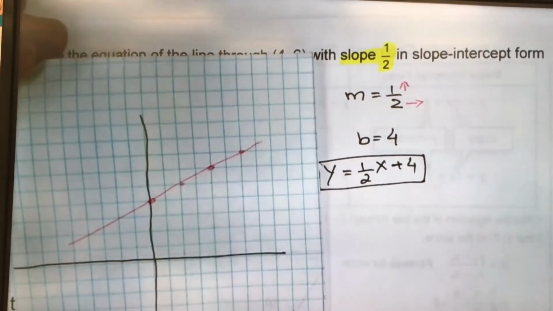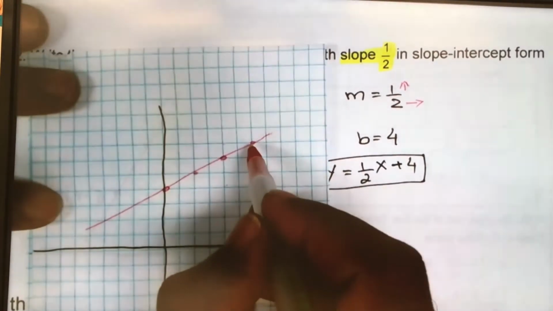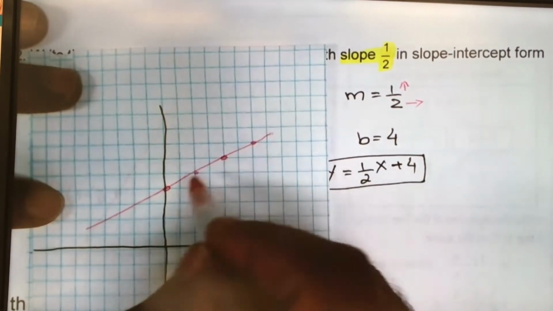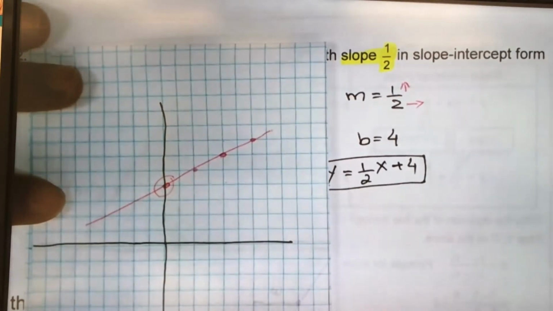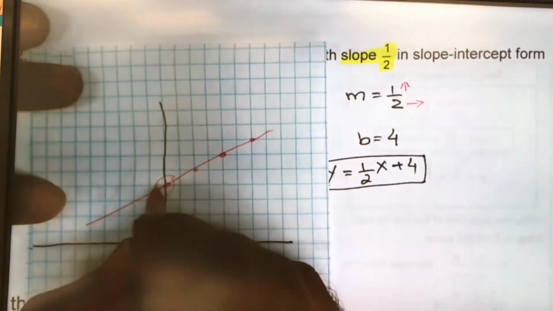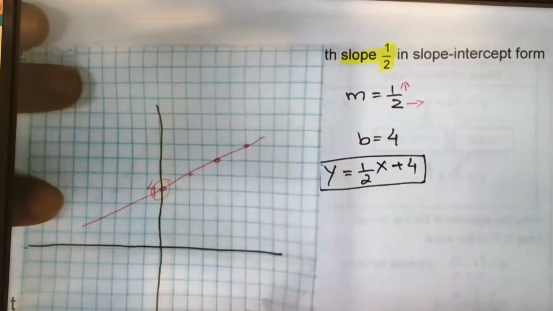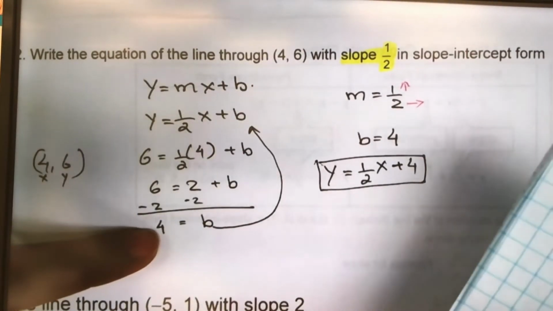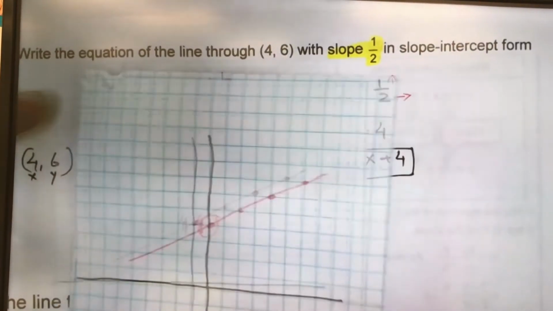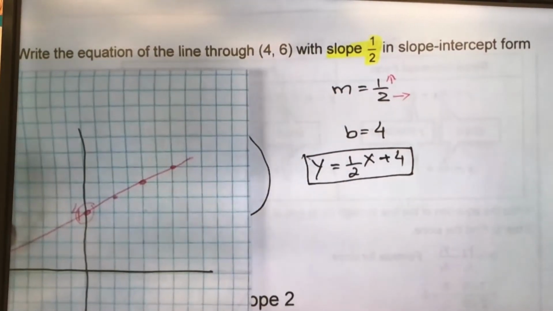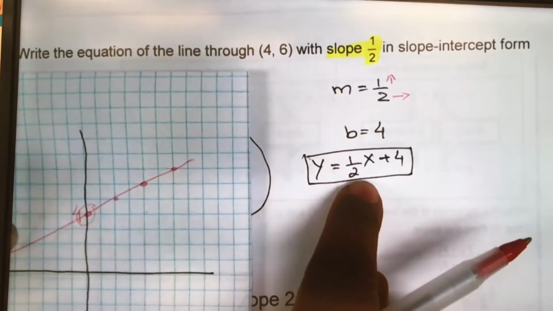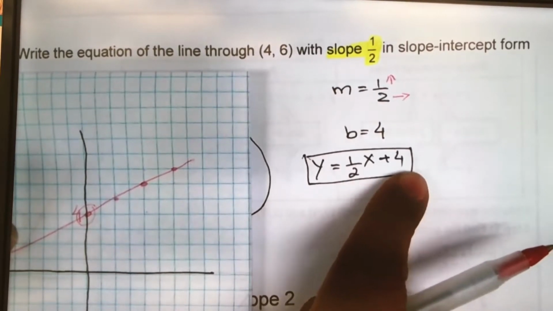When you look at this graph, the graph is crossing the y-axis at the point 4. So I can get the y-intercept is 4. So you can draw the graph of that one, and you get the y-intercept is 4. So you can write the equation y = m, 1/2 of x plus b, the 4.